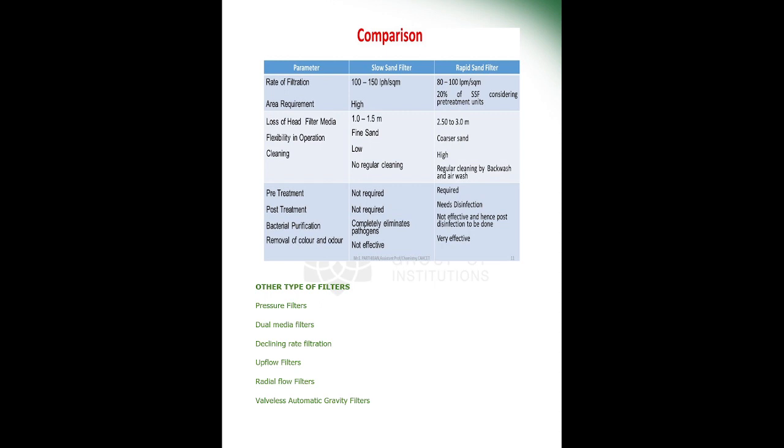Here the rate of filtration is 100 to 150 lph, and there 80 to 100 lpm. The area requirement is high here, and there it is 20% of SSF, considering pretreatment units. The loss of head is 1 to 1.5 m, and there 2.5 to 3 m. Here we use fine sand, and there coarse sand, and cleaning is low here. Pretreatment is not required here, but in the rapid sand filter it is required.